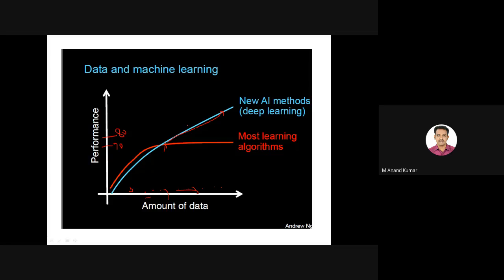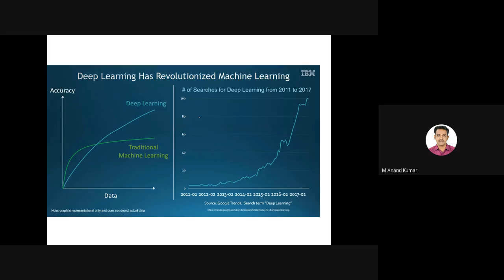It also says the performance of deep learning is highly dependent on the data set size. I already said that traditional machine learning and then deep learning, these are the Google searches. It had already reached 100 in 2017.